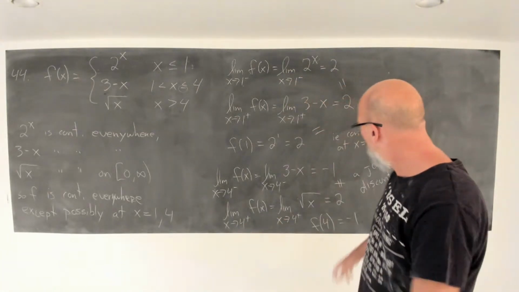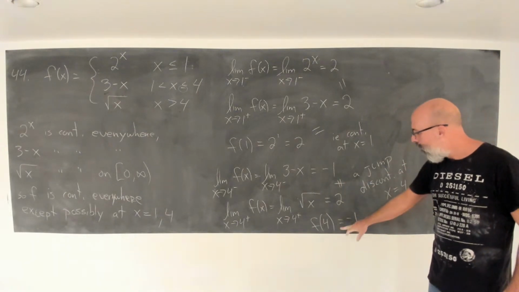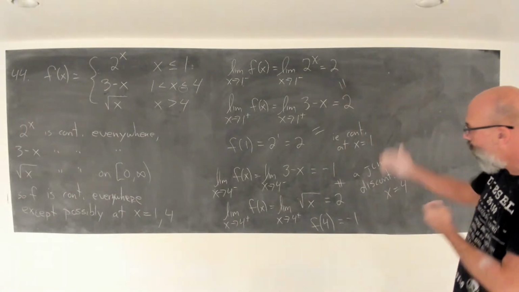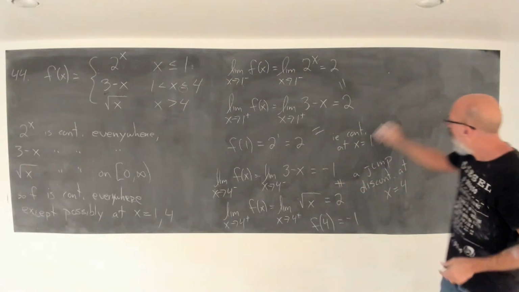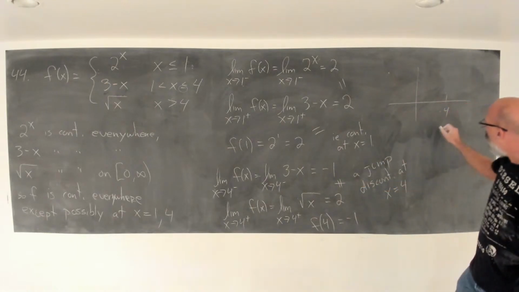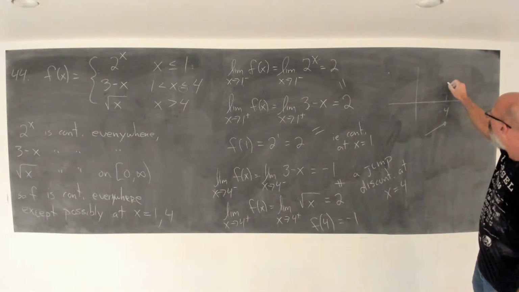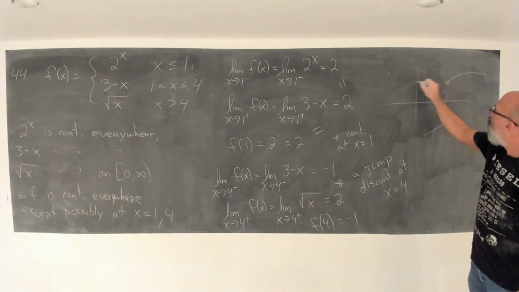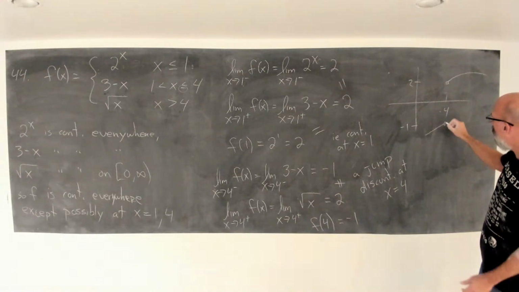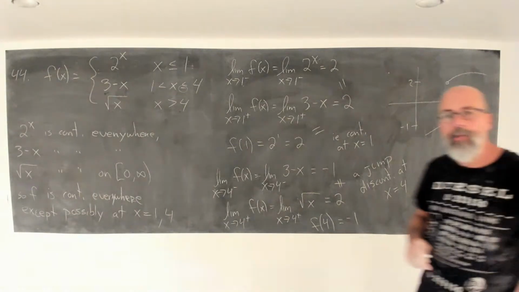Not removable, Ali, but rather jump. Removable is when these two are equal, but not equal to this. What does a jump discontinuity mean? If you were to look at the graph, as you approach 4, here, from values less than 4, we're going to -1. But from values bigger than 4, we're close to 2. So you're jumping from one to the other. So your function will look something like this.